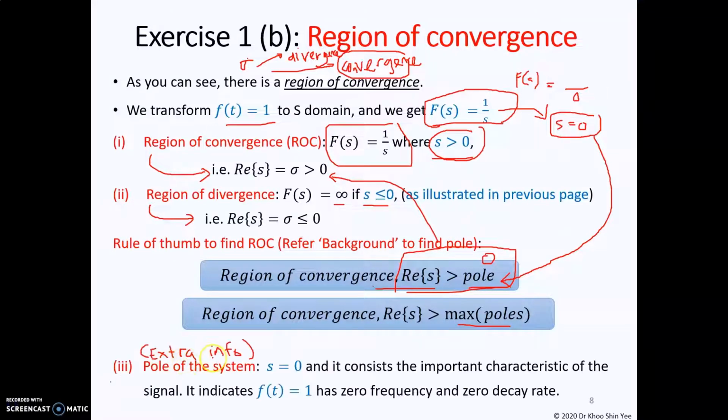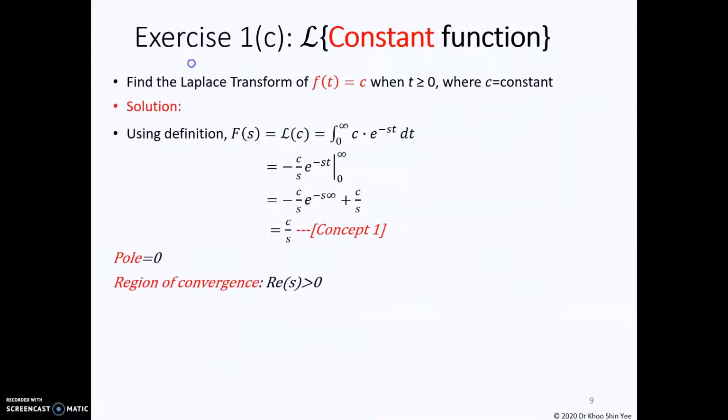This is for your extra information. The pole, which is s equal to 0, consists of the important characteristic of the signal. So based on this pole, we can tell the f(t) equal to 1 has 0 frequency and 0 decay rate. In this exercise, find the Laplace transform for the f(t) equal to c.